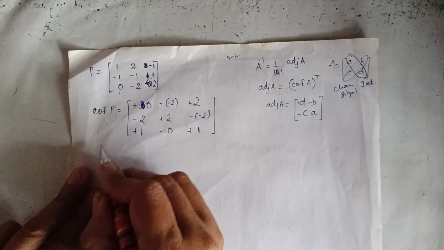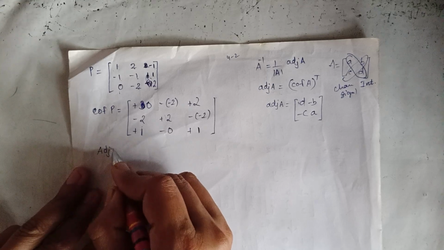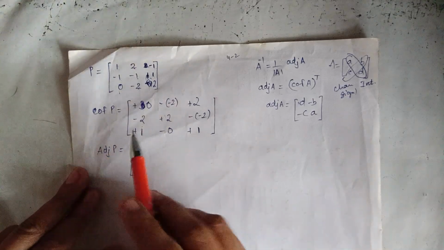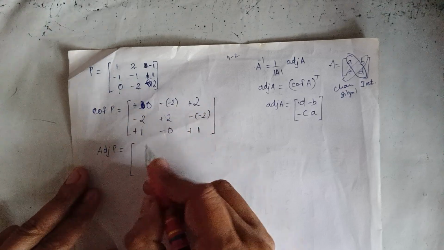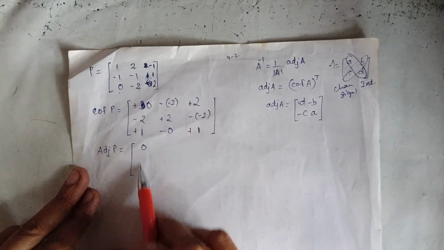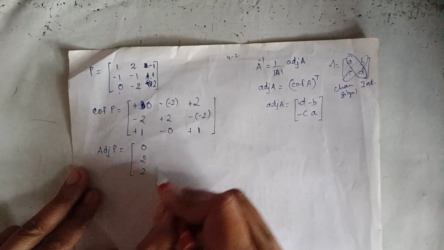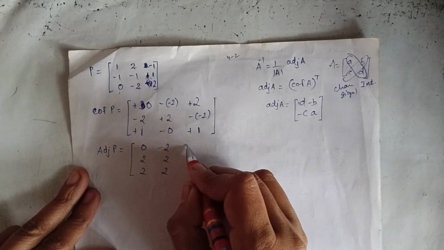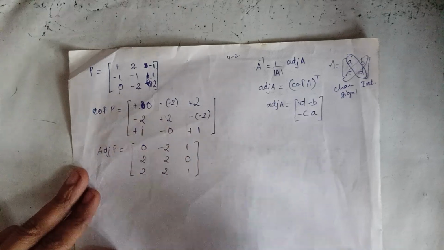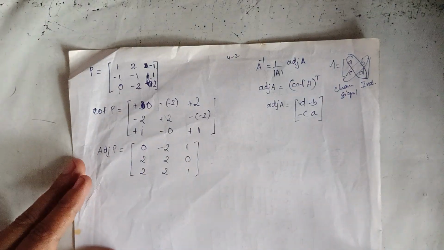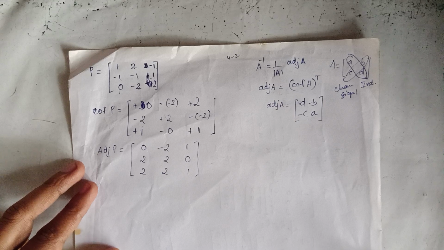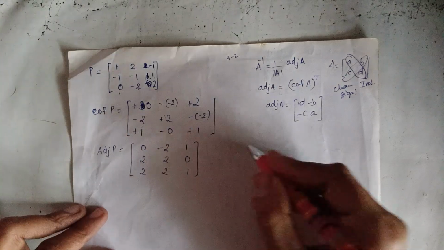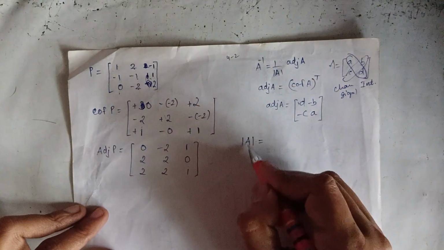So adjoint of P is the transpose of the cofactor matrix, that is this. Transpose you have to write. So 0, this row becomes this column: 2, 2, minus 2, 2, plus 2, 1, 0, 1. So this is your adjoint of P. Now find out the determinant of P.